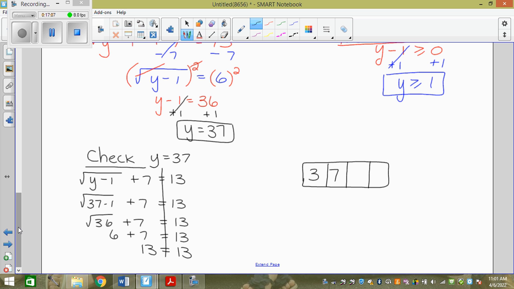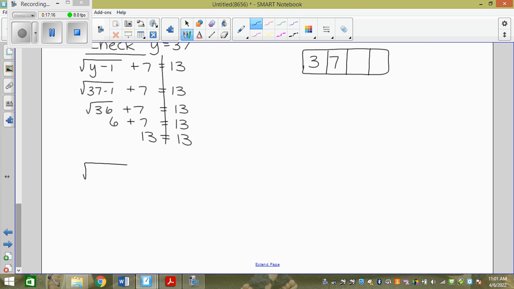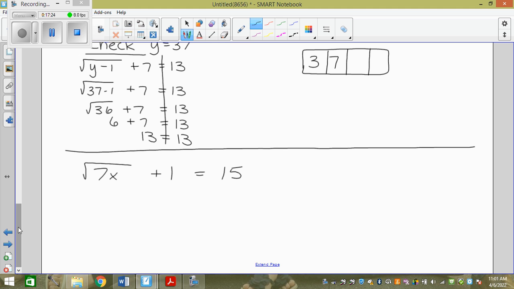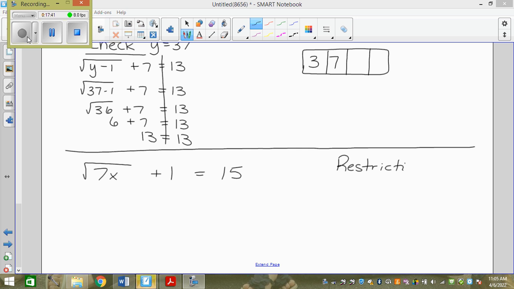So the next one is root 7x plus 1 equals 15. Square root 7x, then plus 1 equals 15. I want you to try it. Restrictions, solve, verify. How do we state restrictions? We take what's under the square root and we say it has to be greater than or equal to 0. So our restrictions, we label, we take what's underneath the square root, we say 7x has to be greater than or equal to 0.